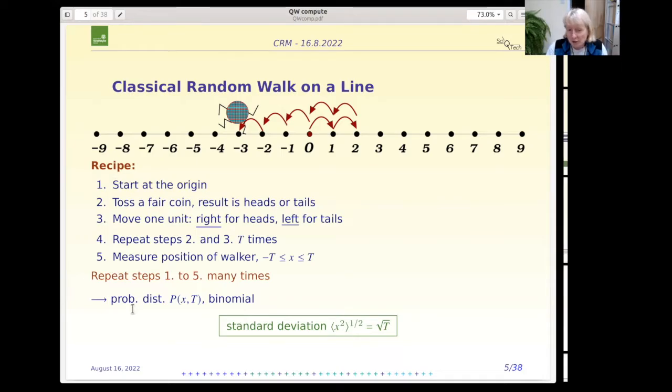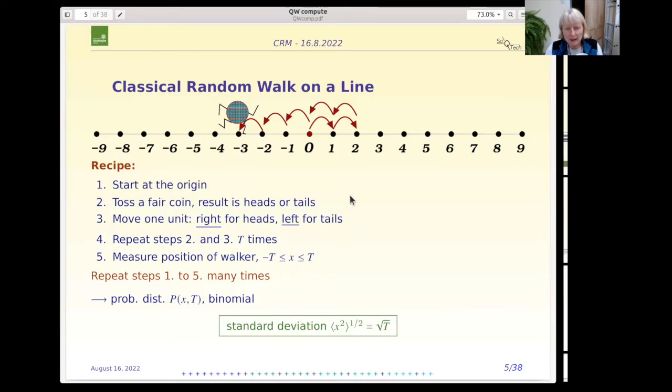And if you do this, of course, and repeat it many times, you will start to sample from and build up the probability distribution of the position after t steps, and it's a binomial. And it has a standard deviation that's the square root of the number of steps that you took. So now if we look at this algorithm, we now want to do a quantum version of it.